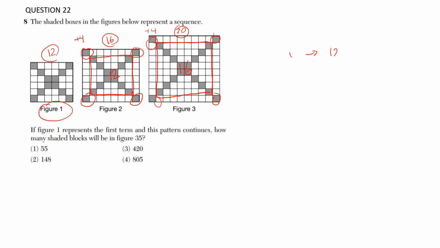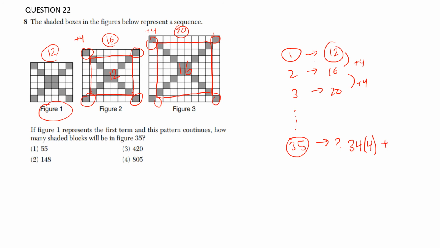If 1 gives us 12, if 2 gives us 16, if 3 gives us 20, and so on, 35 gives us something. And that's just adding 4 each time. It's plus 4, plus 4. To go from the first figure to the 35th figure, that's adding 4 34 times, right? So that can be represented by 34 times 4 plus the original 12 that we had. So we can convince ourselves that's saying from figure 1, add 4 34 times. And that, when you put it in your calculator, will work out to 148.